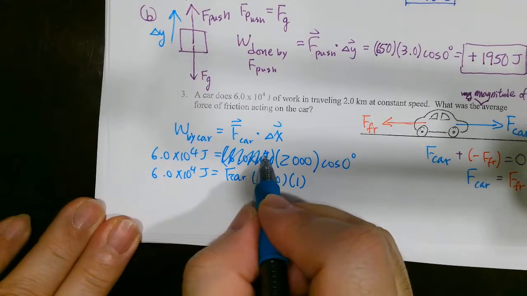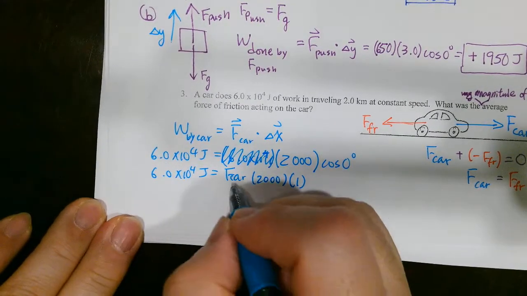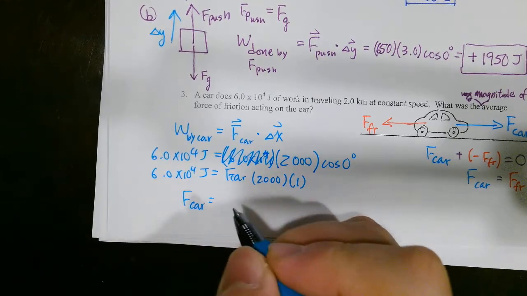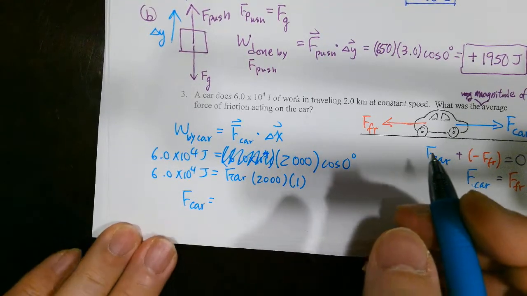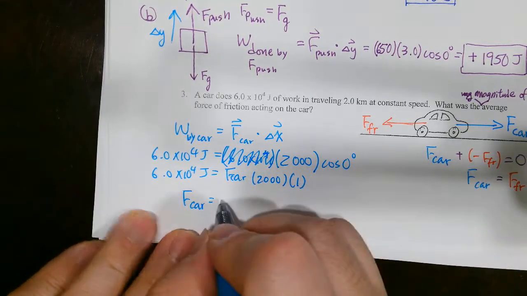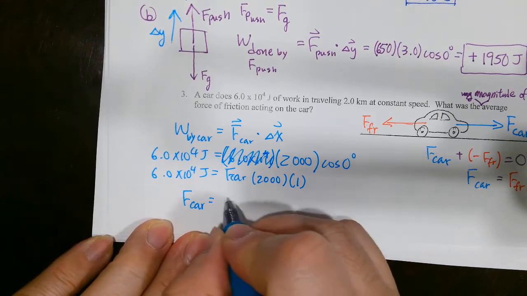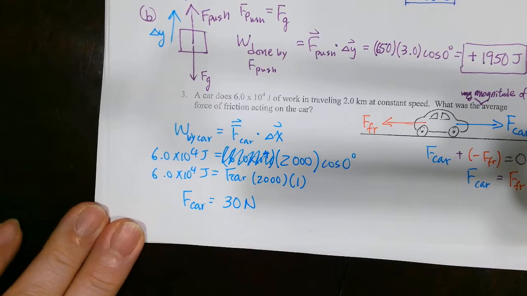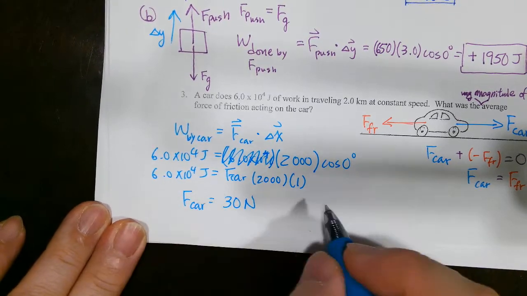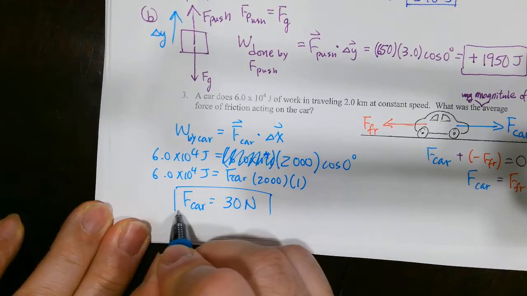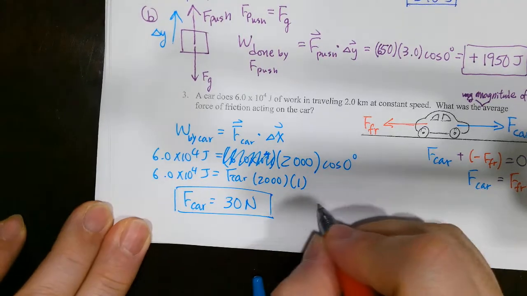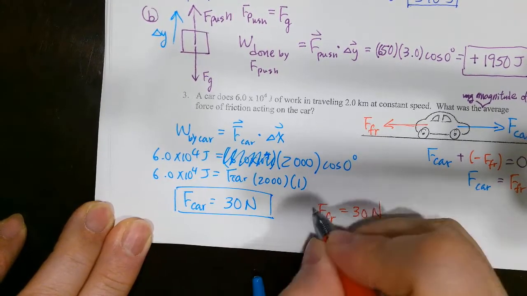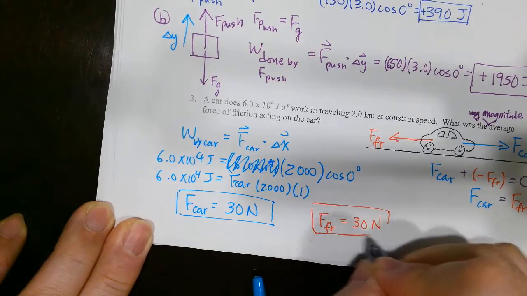Sorry, that's what I meant. So let's solve for F car. If we solve for force of car, then it comes out to, I guess, 30 newtons, right? So since F car is equal to 30 newtons, then F friction must also equal 30 newtons.